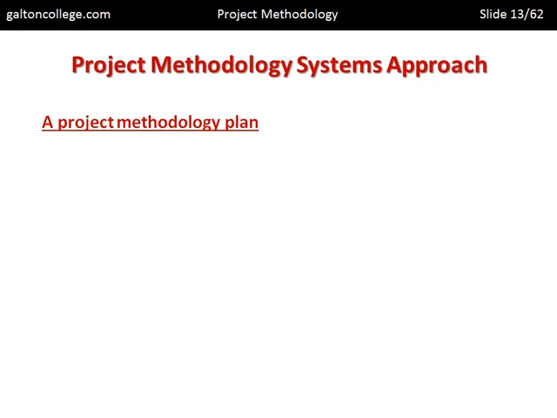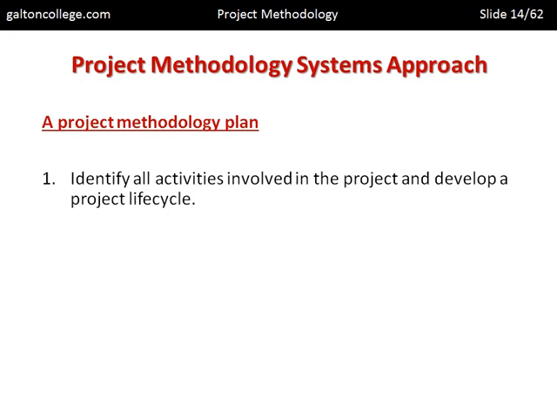First of all, a project methodology plan. Well, identify all activities involved in the project and develop a project life cycle. How long will it take from thinking about a project to actually delivering the output? What is the life cycle? We know there's an initial phase, there's a planning phase, there's a production phase, and there's a winding up phase at the end where the product has come to the end.